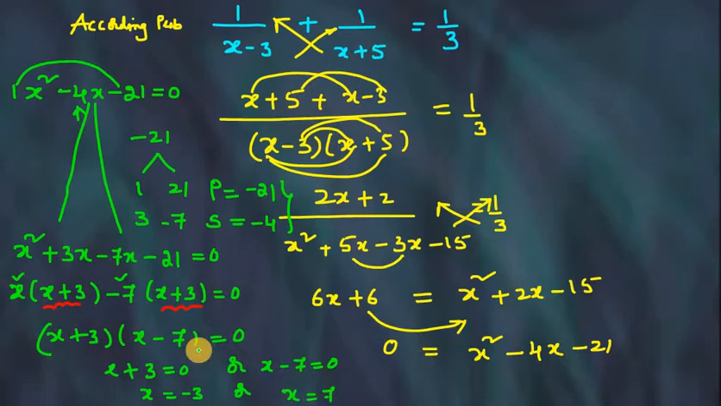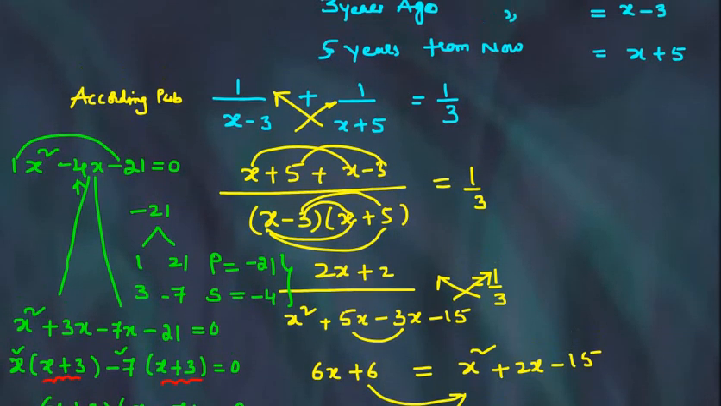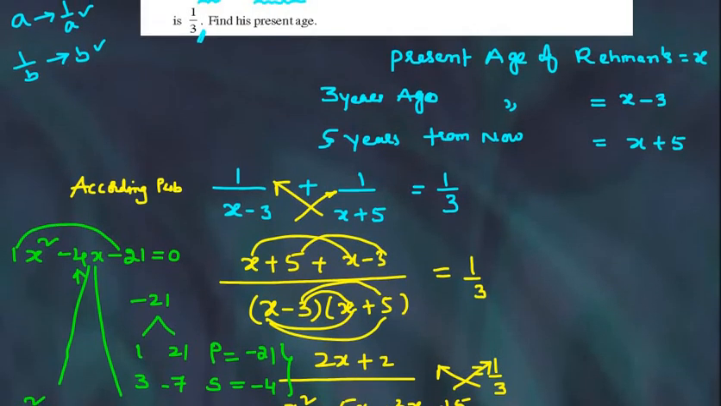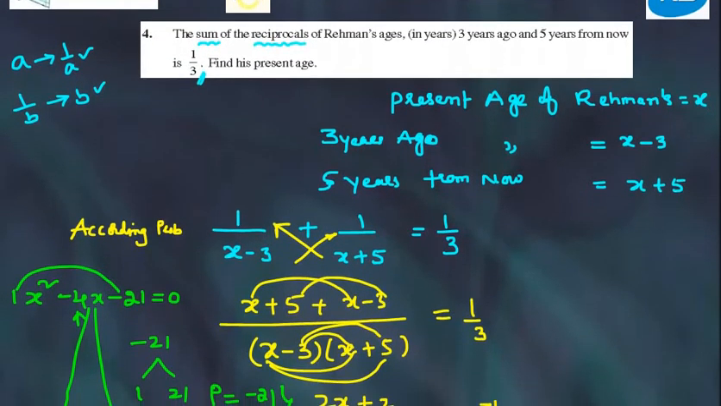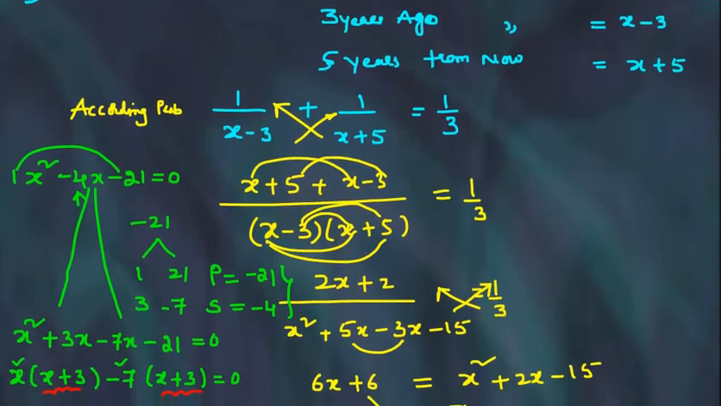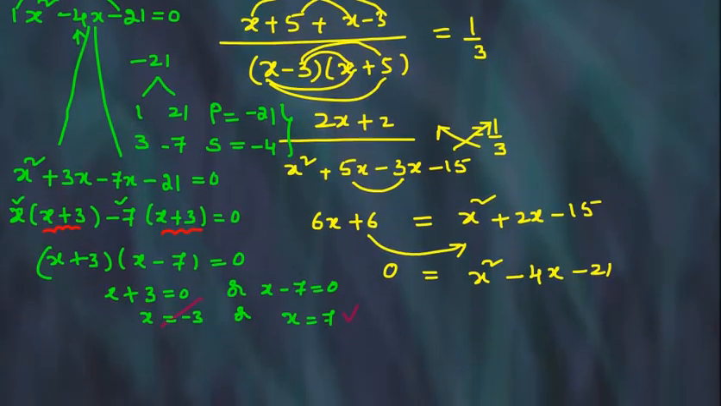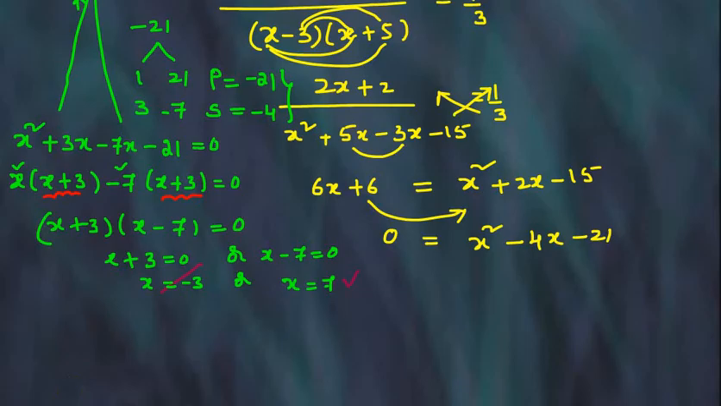Anyhow, age cannot be negative, so we'll discard this one. So what is the final answer? We got Rahman's age x as 7. So this is all about the sum. We started from here and ultimately got the answer in this way.